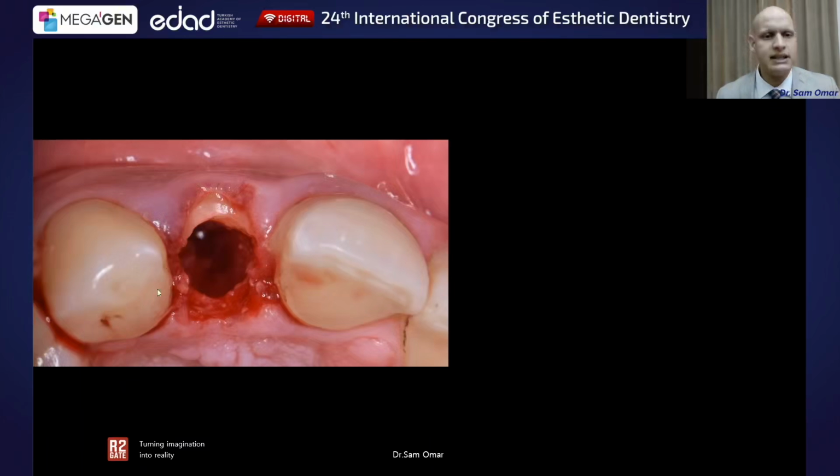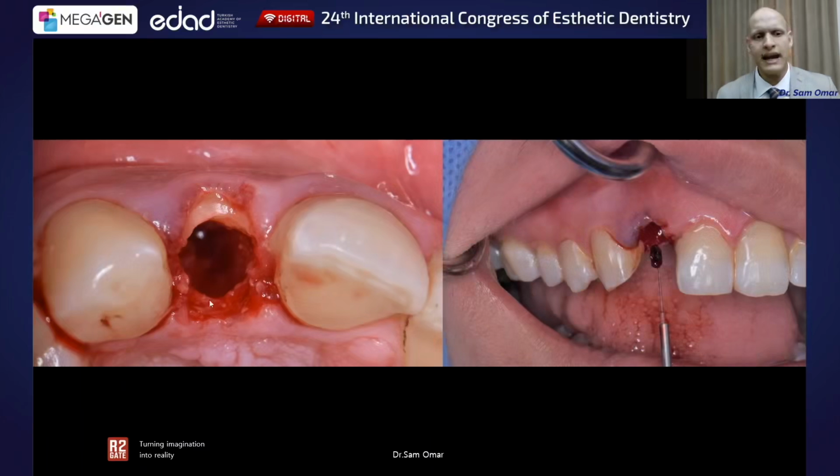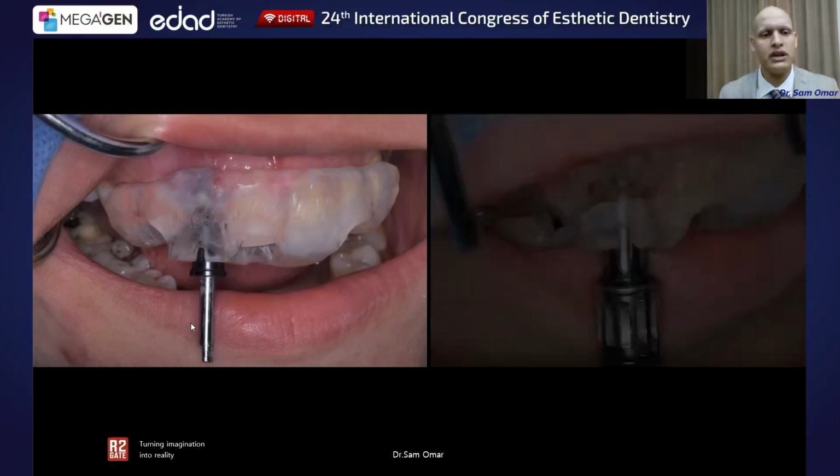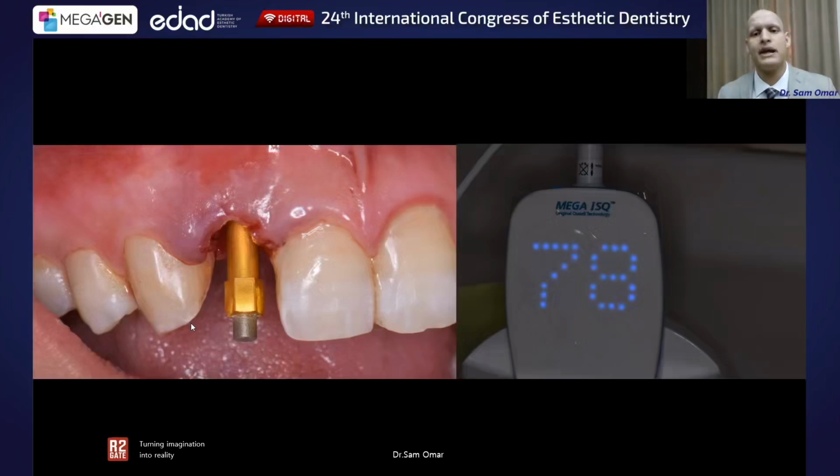We extracted the palatal portion of the root. We've done debridement with laser inside the socket, and then we're able to use a second guide. In this case, the second guide is actually used to do the drilling for the implant and the implant placement.